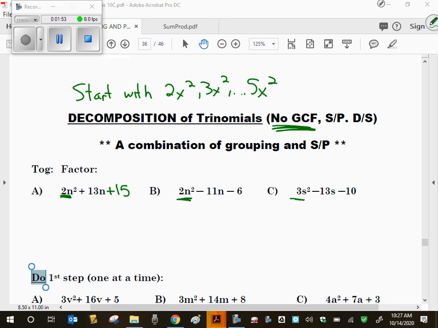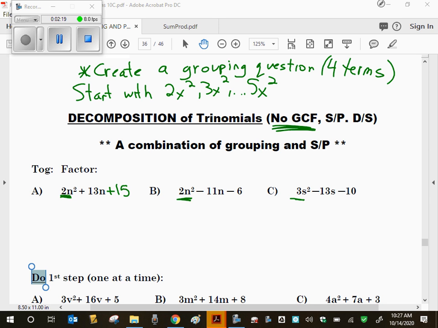For decomp, you're going to create a grouping question. Why is it important I write that down? Well, the grouping question we just did on the whiteboard had 4 terms. So you're going to go from 3 terms to 4 terms. That is going to be our goal for decomposition. You'll see how it works in a second. It's the longest factoring we're going to do, but you've already done sum product, you've already done grouping. So you're done 95% of this already. You have the skills.